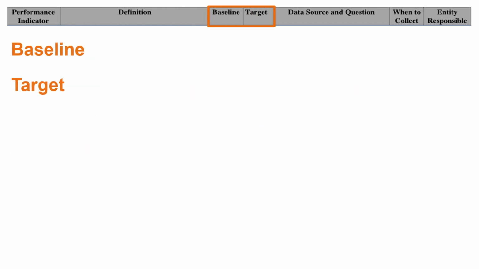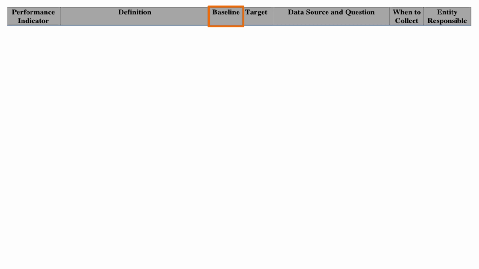Up next, we have baseline and target. The baseline is the value of a performance indicator before implementation, while the target is the specific planned level of result to be achieved within an explicit time frame. Baselines and targets are part of how we ensure our indicators are achievable. For example, we might set a baseline of 85% and a target of 95%.